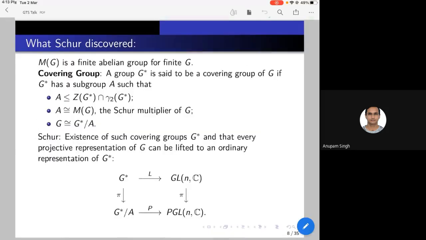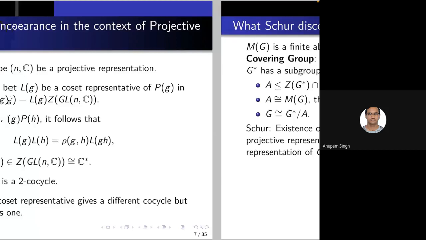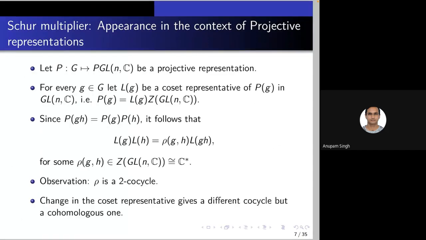Okay, how does the Schur multiplier appear while studying projective representations? Somewhat in the same idea as I explained in the beginning. Suppose a group homomorphism rho from G to PGL_n(C) is given. It's a projective representation. Then for every g belonging to G, let L(g) be a coset representative of rho(g) in GL_n(C). That is, rho(g) equals L(g) Z(GL_n(C)).